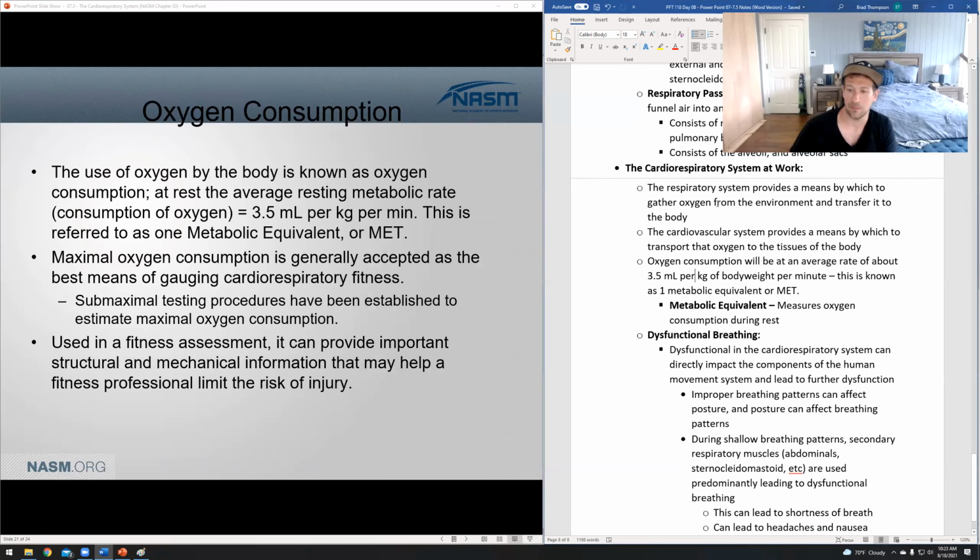So that's one of the ways that we can measure this. We call that a MET. One MET is 3.5 milliliters of oxygen per kilogram of body weight. That's known as a metabolic equivalent, okay?